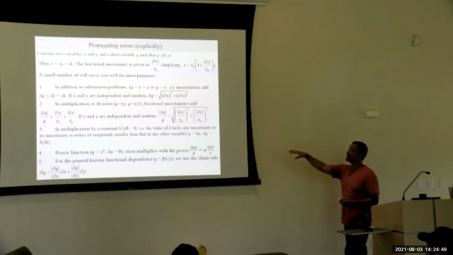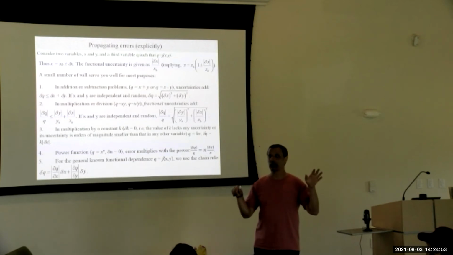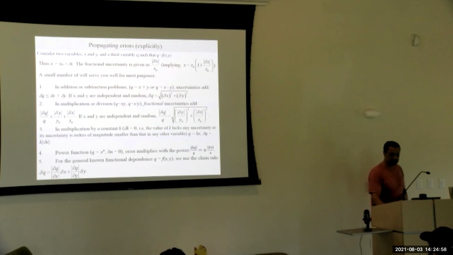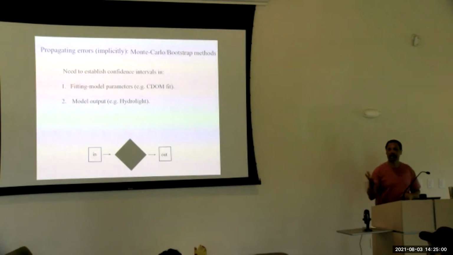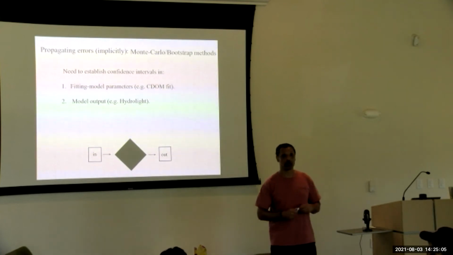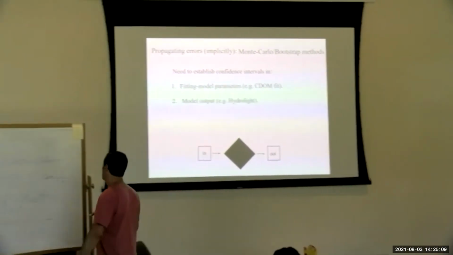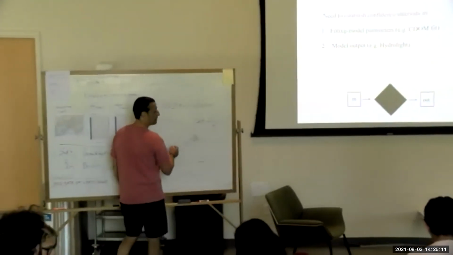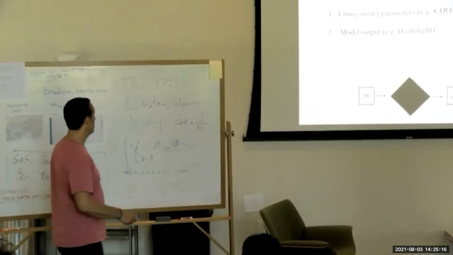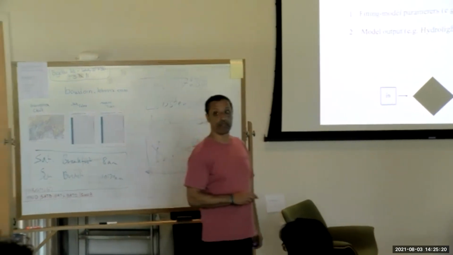If you've never seen how to propagate errors analytically, there's a great book by Taylor about error analysis and how to do that. It's too long, but I will talk a little bit about how you do it with Monte Carlo. So, bootstrap techniques. For example, let's say you wanted to know what your uncertainty is in the spectral slope after your fit. It's not obvious.